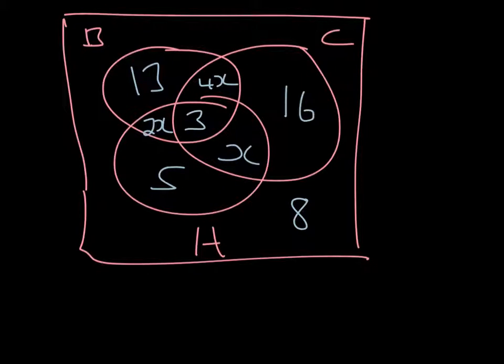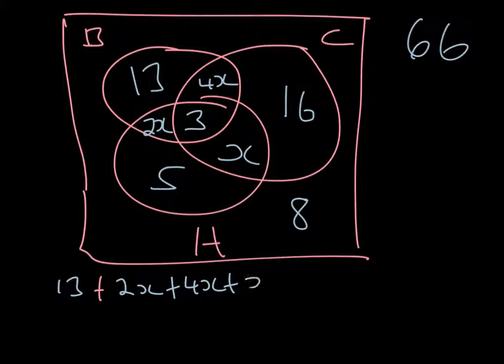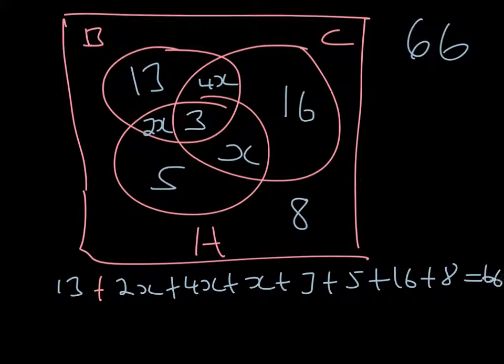In part B, you're asked to show that X equals 3. Now, we know that the universal set, or the total, is 66. We know there are 66 people. So in theory, all we've got to do is add this all up and set it equal to 66 and solve it. So just working our way around from here, we can say that we've got 13 plus 2X plus 4X plus X plus 3 plus 5 plus 16 plus 8. So that is going to give us our total of 66.